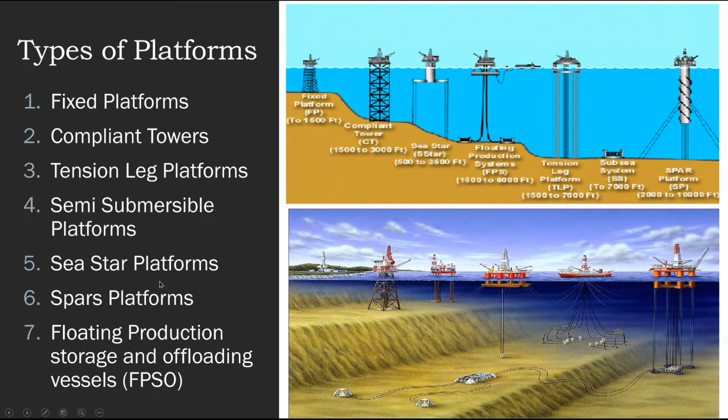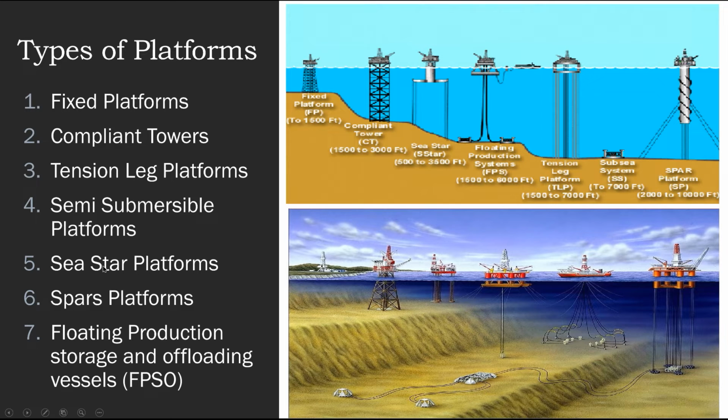Okay, so sea star platform. As you can see, this is called a sea star. Its shape is like a star, that's why it is called the sea star platform. It is similar in working to the tension leg platform, but the range is 500 to 3500 feet. And the spar platforms, their range is more than any other platform. It ranges from 2000 to 10,000 feet, so it is normally used in very deep water.